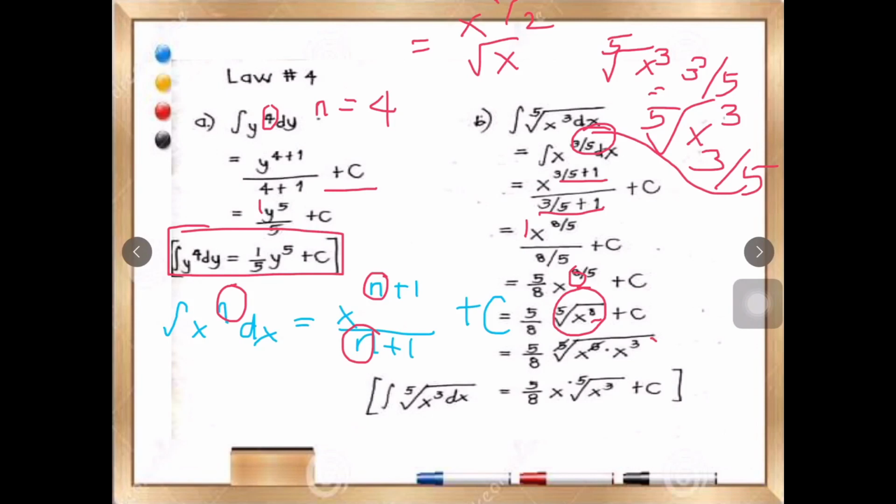By simplifying this, since 8 is bigger inside, let's apply the law of exponents. When we multiply the two, the exponents become addition. So, the 5 will cancel, and we will get 5 over 8 x, the fifth root of x to the third, plus c.